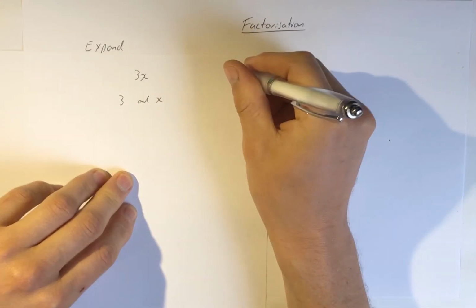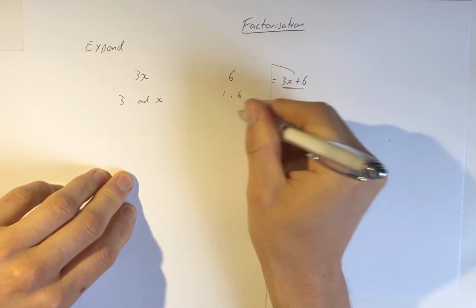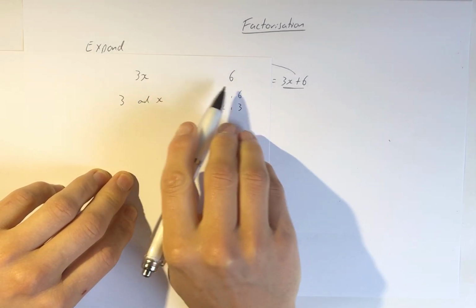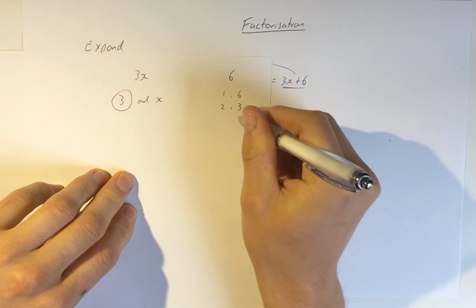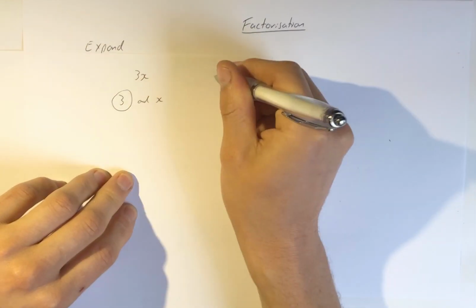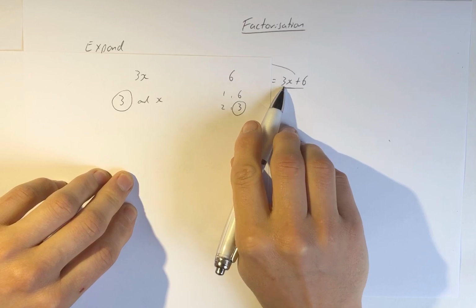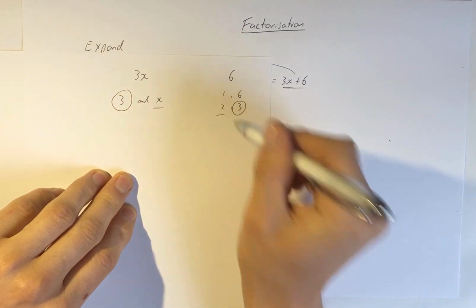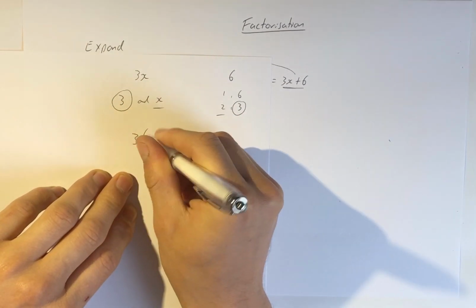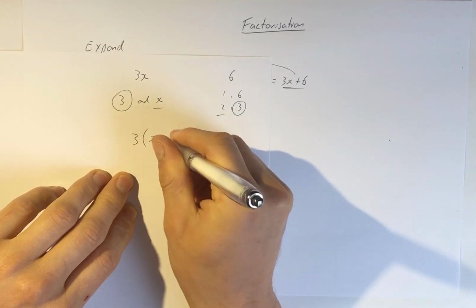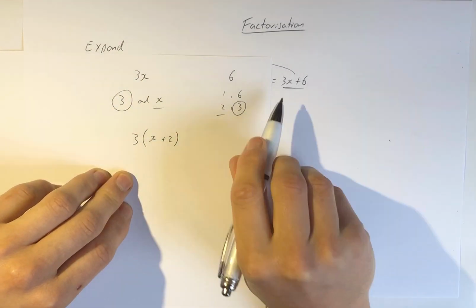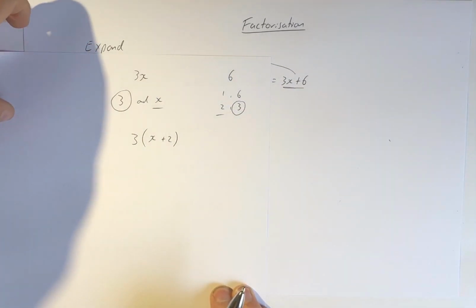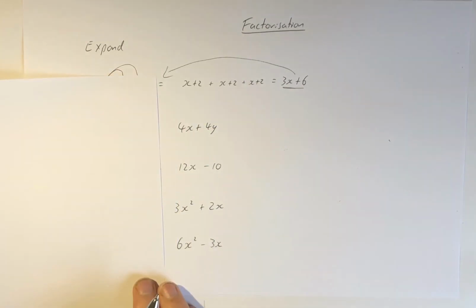Now the factors of 6 are 1 and 6, 2 and 3. And so what is the highest common factor of those 2 things? Well, it's 3, isn't it? So that means that I can take a 3 out of both of those things. So I'd be left with an x and I'll be left with a 2. So I'd have 3 times x plus 2. So you can see what I want to get out of both of those terms there. So let's have a look at what that might look like for these.